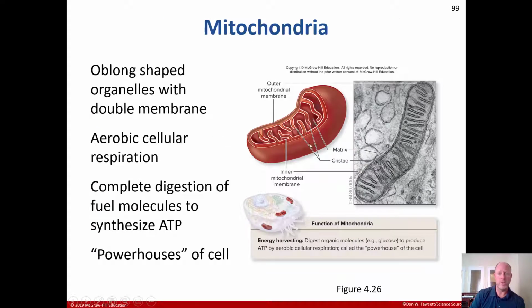Now the mitochondria, which we've mentioned before, of course, are oblong-shaped organelles with a double membrane. They're used particularly with aerobic cellular respiration. That's their primary purpose. They complete digestion of fuel molecules to synthesize ATP, the powerhouse of the cell.